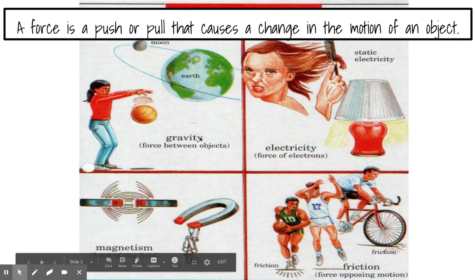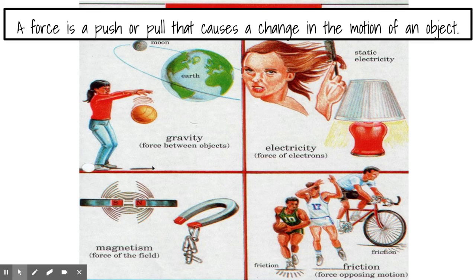So we have gravity right here, which is the force between two objects. We have this girl dropping the basketball, going towards the Earth. We have the moon being pulled towards Earth due to Earth's gravity. Over here, we have electricity or static electric force, which is allowing electrons to pass from one object to another, which can create a push or a pull.